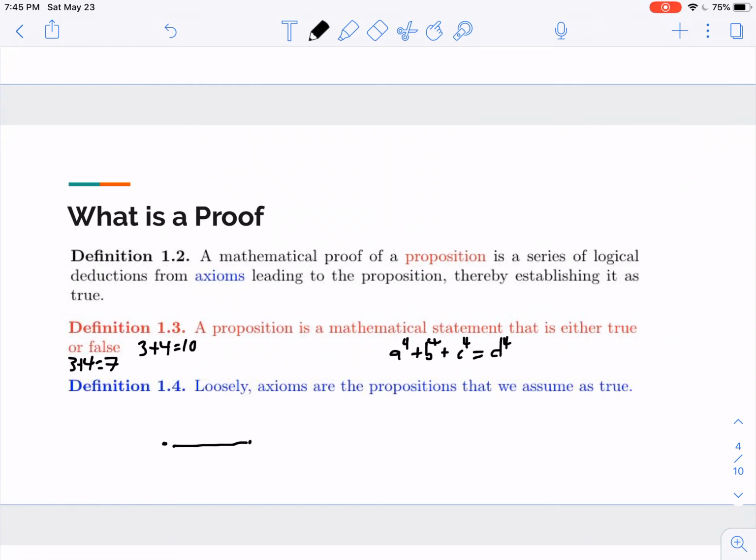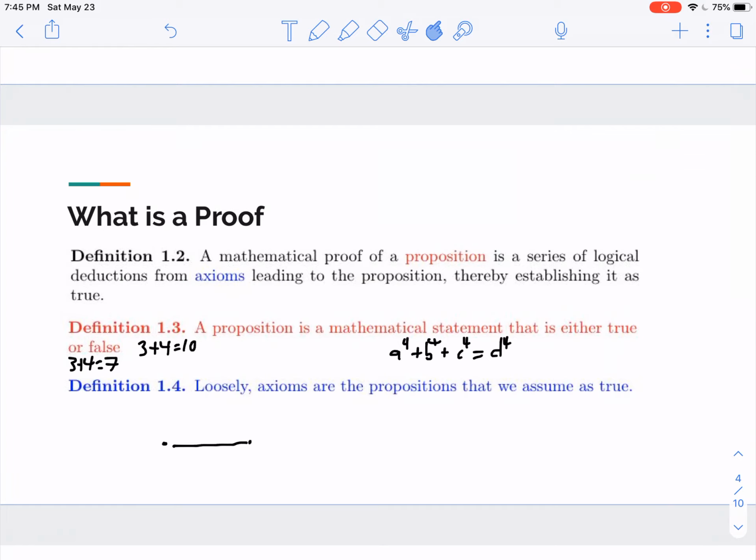So let's summarize. What is a proof now that we know what a proposition and an axiom is? A proof is a logical argument based on things that we know, right? That's what an axiom is, to demonstrate that a new proposition we are considering is either certainly true or certainly false. So hopefully that demystifies a proof a little bit. It's a logical chain of arguments from things that we know to some result that we want to prove.